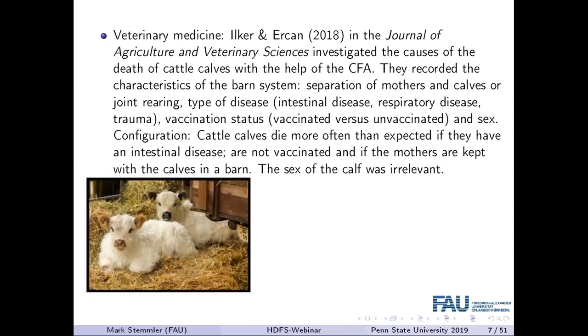And there was a specific configuration for the cause of the death of cattle calves. Cattle calves die more often than expected if they have an intestinal disease, are not vaccinated, and if the mothers are kept with the calves in the barn. The gender of the calf was irrelevant. So you see, from now on, we only think in terms of patterns.